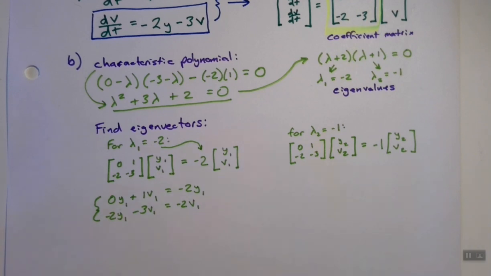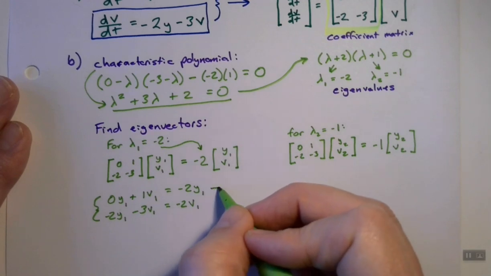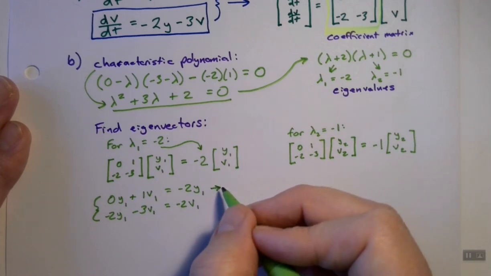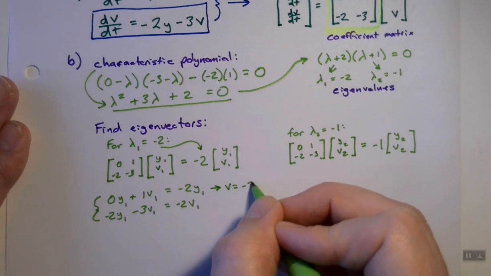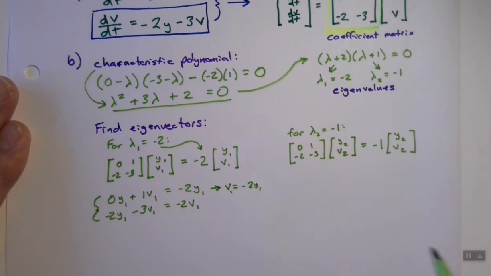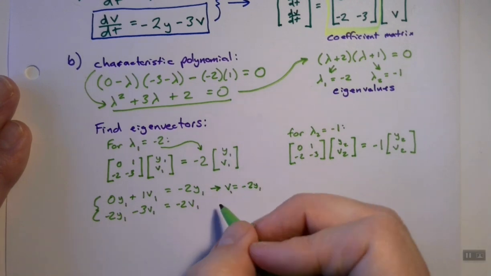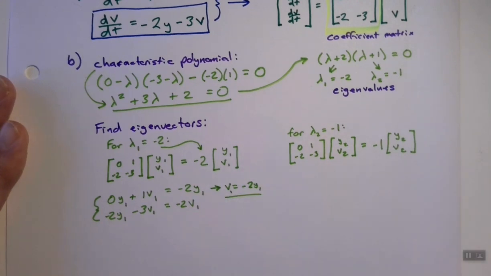So with a little bit of effort, you can find out that this equation really is the same thing as up here, v1 equals negative 2y1. And down here, with a little bit of modification, you can slide the positive 3 over to the other side, and you have v1 equals negative 2y1. What do you know? It's the same thing in both cases.